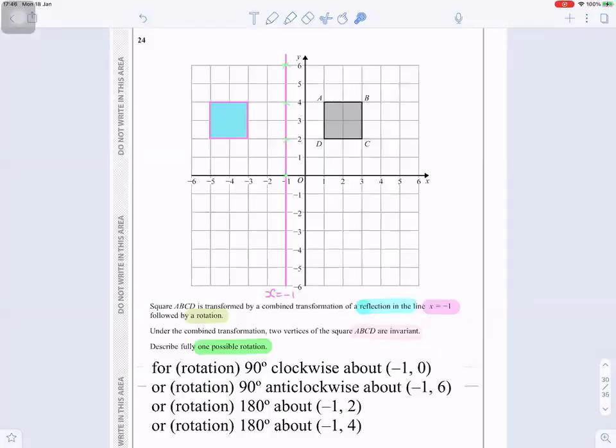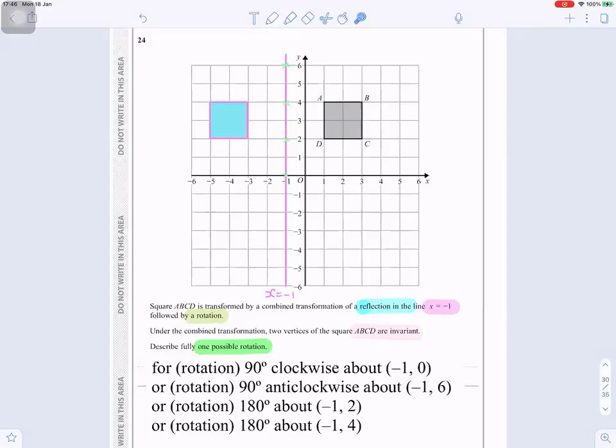Question number 24. Square ABCD is transformed by a combined transformation of reflection in the line x equals -1, followed by a rotation. Under the combined transformation, two vertices of the square ABCD are invariant. Describe fully one possible rotation. So we have the line x equals -1. If you have a reflection on that, you will get the other shape there.